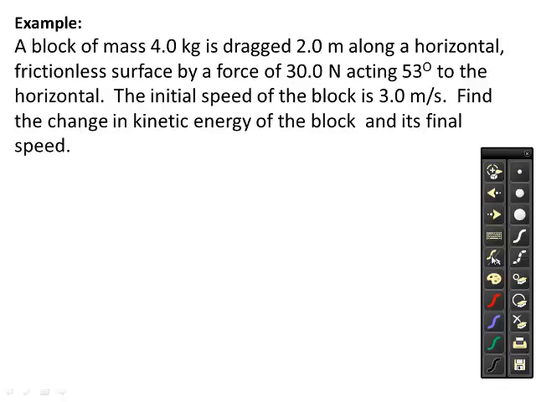Example: a block of mass 4 kilograms is dragged 2 meters along a horizontal frictionless surface by a force of 30 newtons, acting at an angle of 53 degrees to the horizontal. The initial speed of the block is 3.0 meters per second. Find the change in kinetic energy of the block and its final speed.